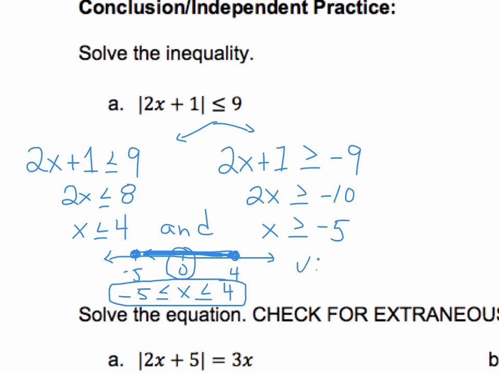I'm going to let x equal 0. So I have the absolute value of 2 times 0 plus 1. And I'm just hoping that's less than or equal to 9. So basically I have the absolute value of 1, which is 1. And 1 is less than 9. So this solution does work.